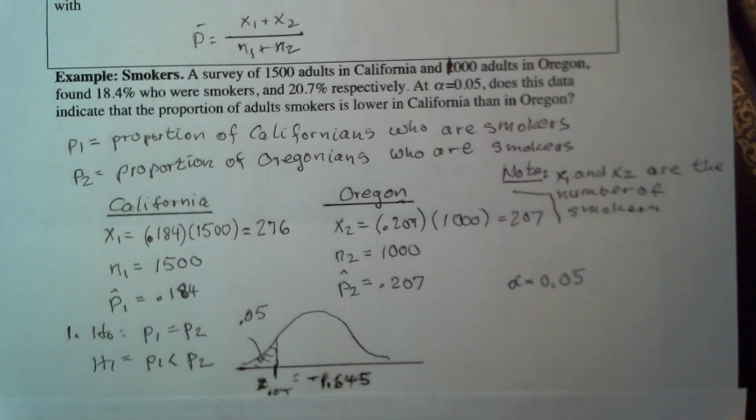So we write our null hypothesis and our alternative hypothesis. P sub 1 equals P sub 2, and for the alternative hypothesis, P sub 1 is less than P sub 2, so we have a left tail distribution with alpha being 0.05, so that's the area here. That means our critical value, Z sub 0.05, is minus 1.645. So that's our critical value.